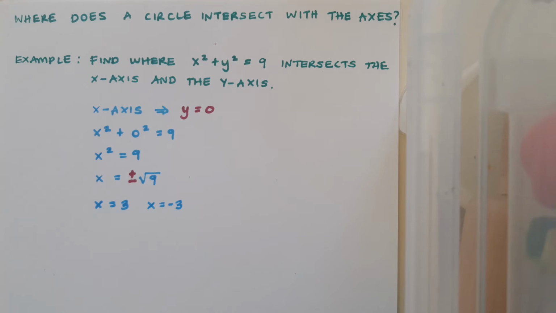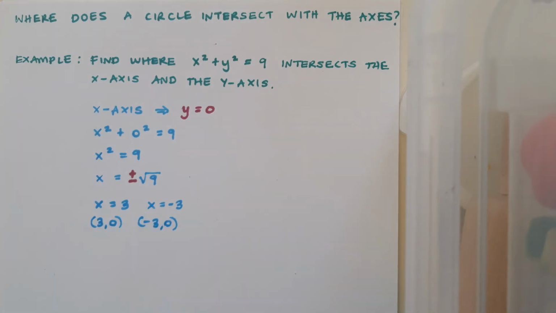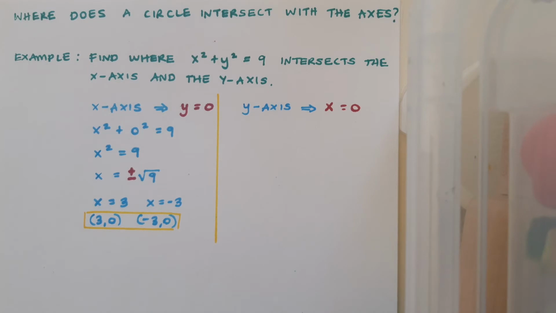It's no harm at this stage to write these two things as points. And don't forget, of course, we know what y is equal to. Y is equal to 0. So 3, 0 and minus 3, 0. And now I'll do something very similar for the y-axis. And of course, if I use y equals 0 for the x-axis, then for the y-axis I must be using x equals 0. So it's pretty much the same process all over again.